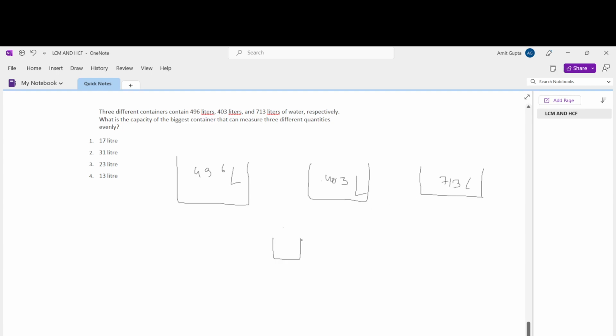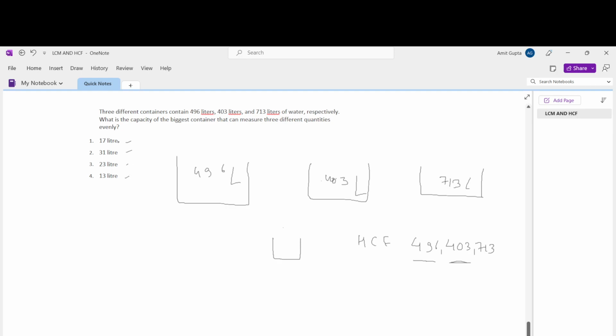So what we are trying to do here is find such a size which will divide 496, 403, and 713 completely. So basically we are looking for the HCF, since the question has asked for the capacity of the biggest container. So we are finding the HCF of 496, 403, and 713. For such questions, it will not be easy to find which numbers will completely divide them. And since we can see in the options, all of these numbers are prime numbers.